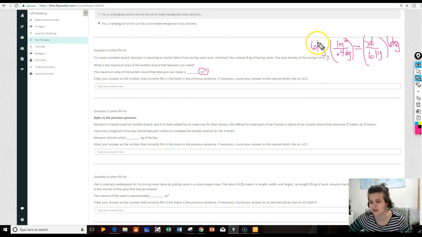So then 6 kilograms times 1 meter squared divided by 0.4 kilograms is going to give us 6 kilograms times 1 meter squared divided by 0.4 kilograms. Now, kilogram to kilogram can reduce down to a 1. So then our units left would be meters squared, which is what we need.